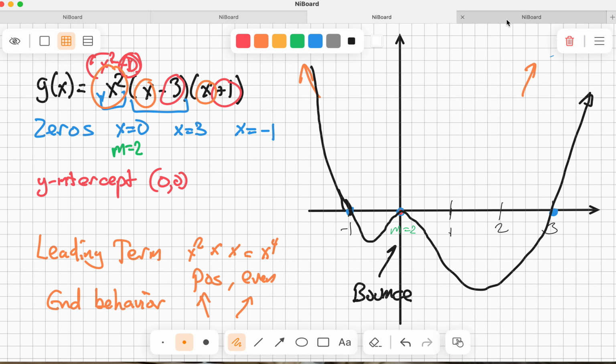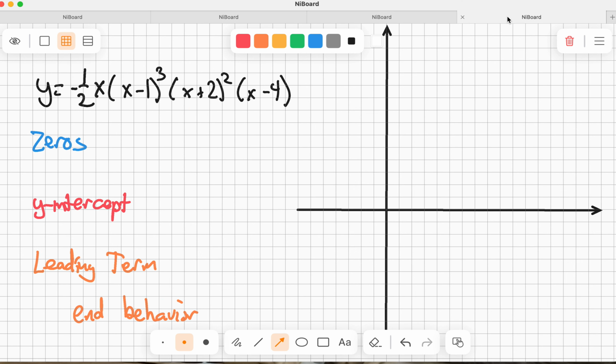Let's just look at one more example here to see an odd multiplicity. Notice here I have an x to the third. Yeah, let's play with that. Okay, my zeros. Again, here I have this factor.